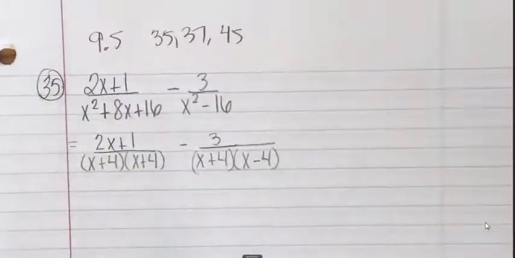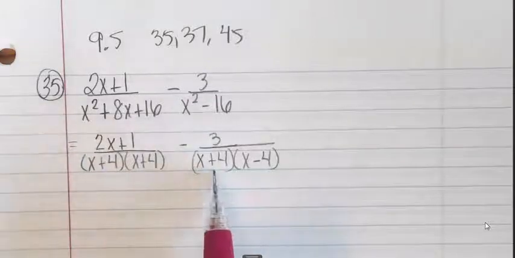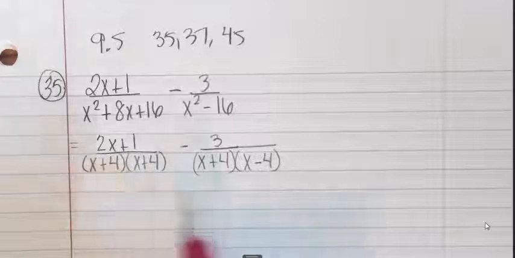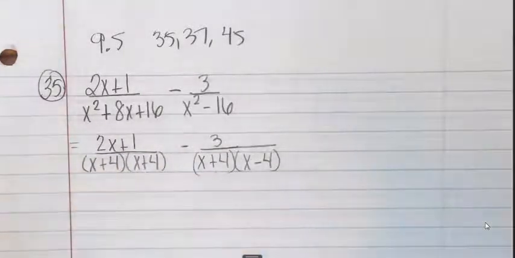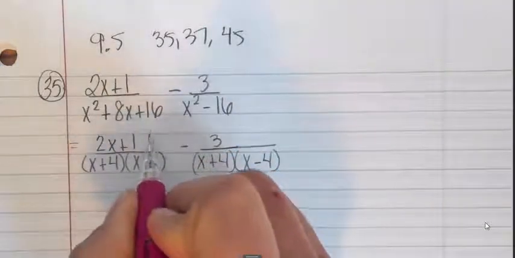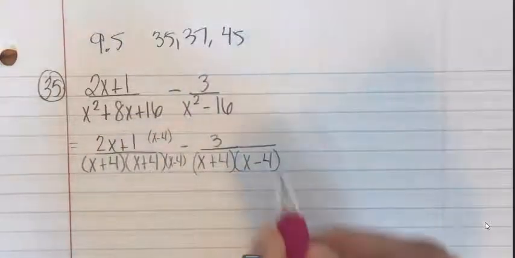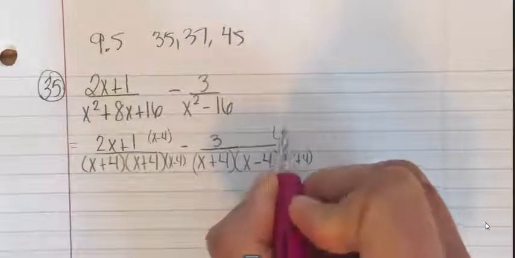So when I look at my denominators, I can see that I have two x plus 4s here. Well, I only have one there, so this one's going to need another x plus 4. And then over here, I don't have an x minus 4. I have an x minus 4 here, though. So this one's going to need an x minus 4. So I'm going to multiply over here, top and bottom, by x minus 4. And then over here, I'm missing an x plus 4, so top and bottom get multiplied by x plus 4.